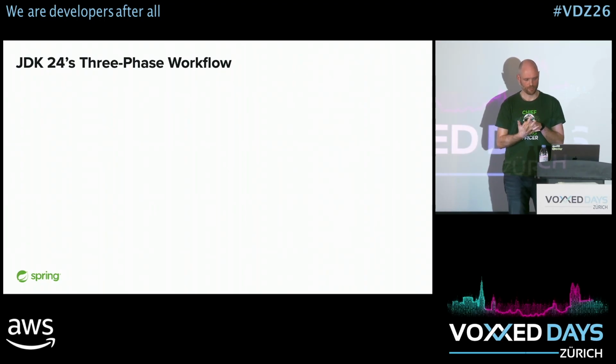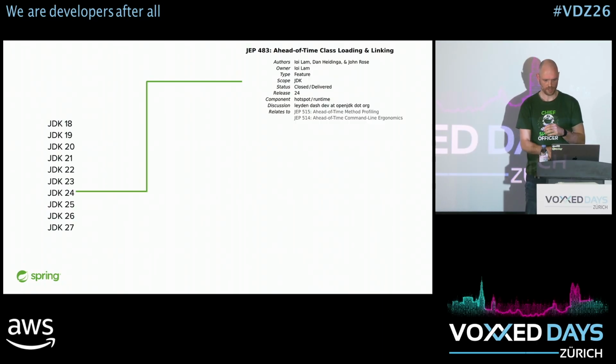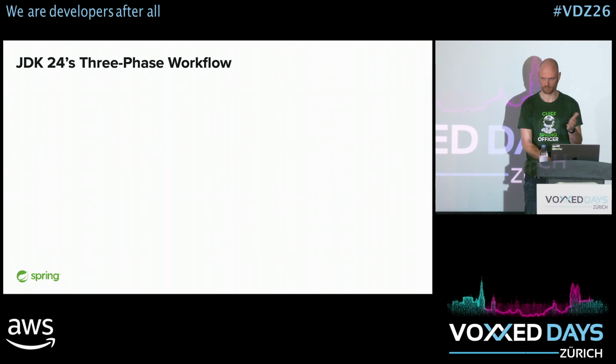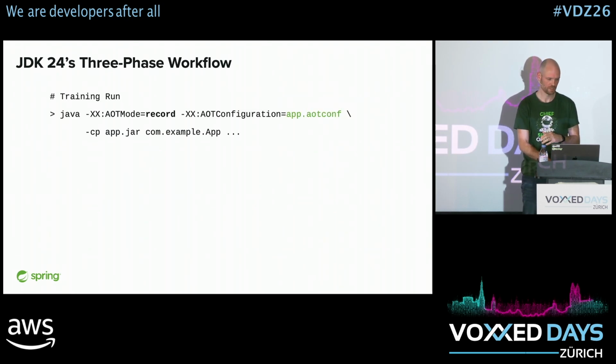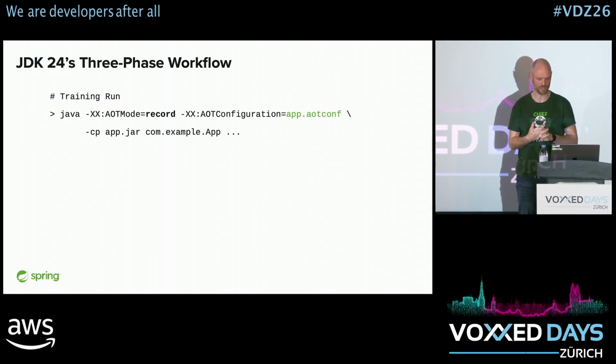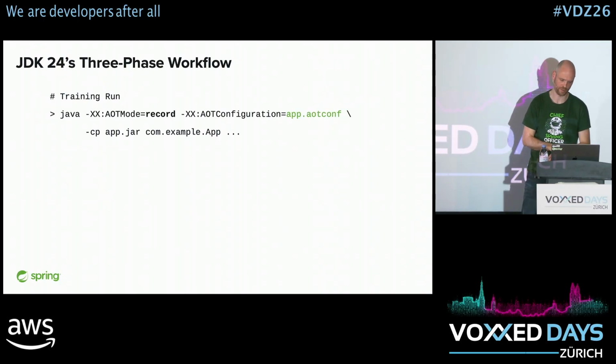In JDK 24, it's called the ahead of time class loading and linking. The command line flag is AOT cache. That's why I'm always titling this stuff AOT cache. So we first do the training run. And for this, we start our application, stock standard Java, and this time Java 24. We tell the JVM, go in the record mode, and we point it to the green file, and then we start our application. And this time here we were using a class path, but you can also use minus jar, and then point it to a jar file.